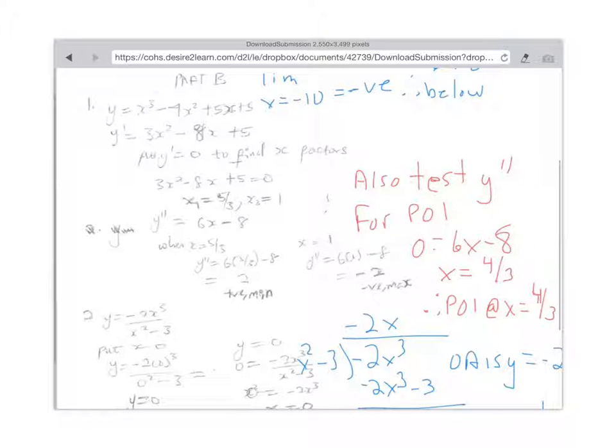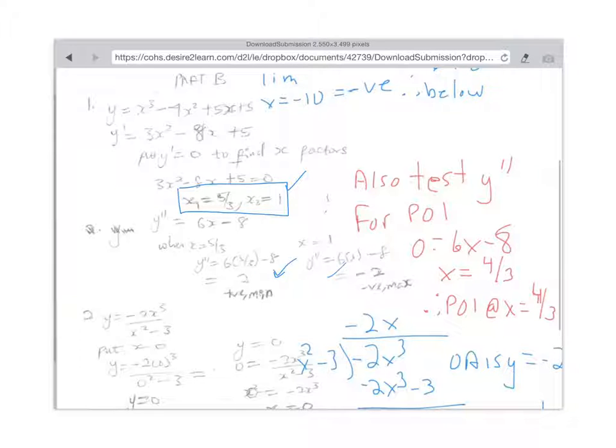Now, if we look at question 1 here, I've also written in some information for you. You found the first derivative correctly. You set it equal to 0, and you found your extreme values, your critical points. You tested them in the second derivative, and that's correct. So you found a max and a min, and that's correct as well.